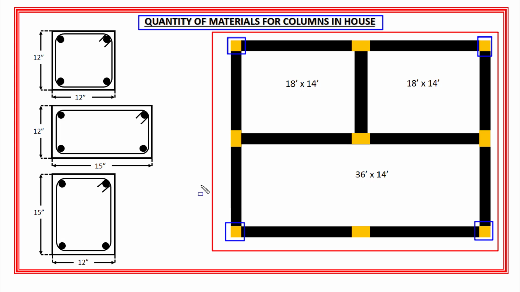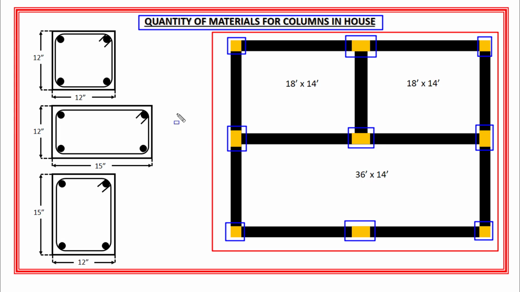Now let's talk about the rectangular columns. So one rectangular column is provided here, one rectangular column is provided here, one rectangular column is here, and also one rectangular column is provided here, and one rectangular column is provided here. Okay, so this is about the position of columns in this house.